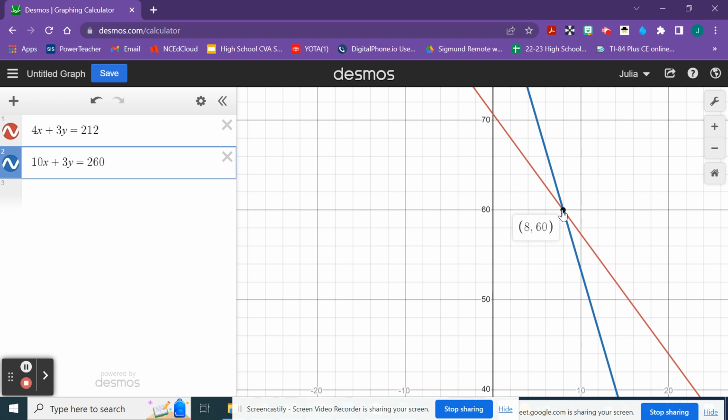So again, if you remember that you set up vans as your X, then there's your 8. And if you remember you set up buses as your Y, there's your Y. So 60 per bus, 8 per van.